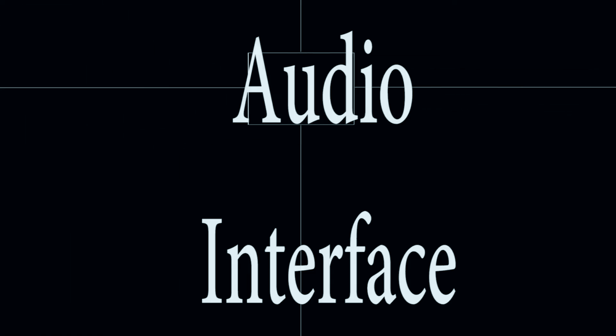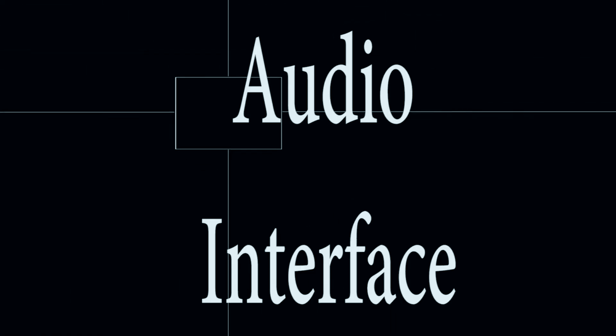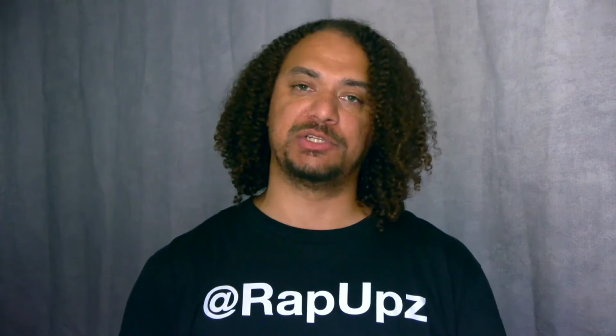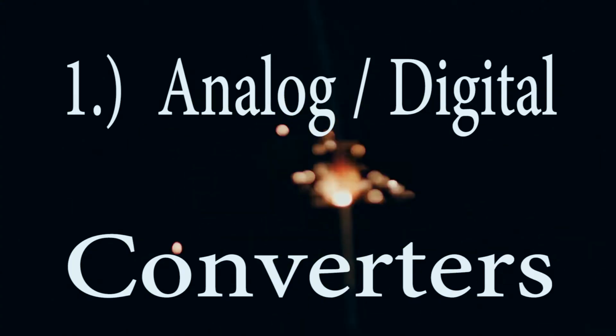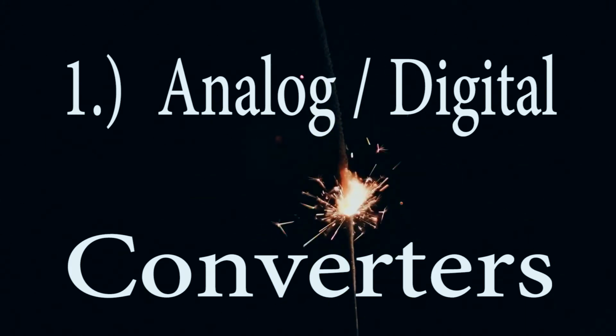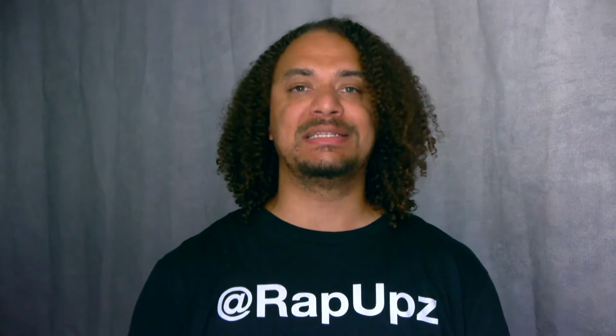In helping you get a better understanding of that, we're going to talk about the 6 most important features in choosing the right one for you. Number 1 is the analog digital converter. This allows you to take the electronic signal coming from your microphone or your instrument and turn it into a digital signal that your computer can understand.